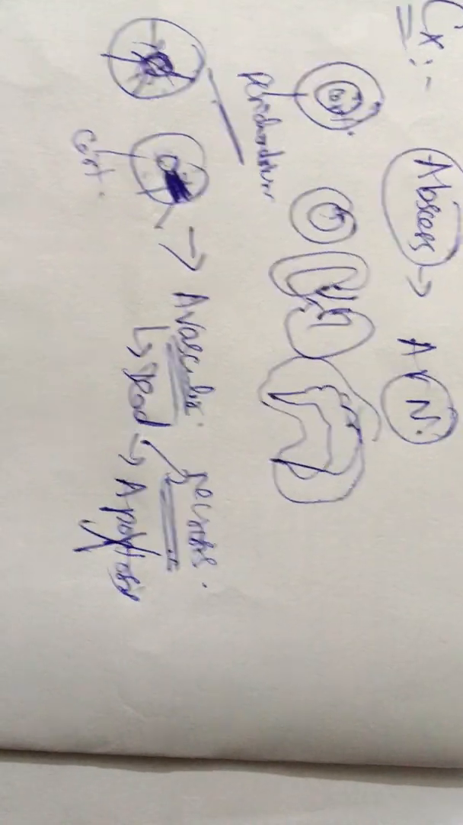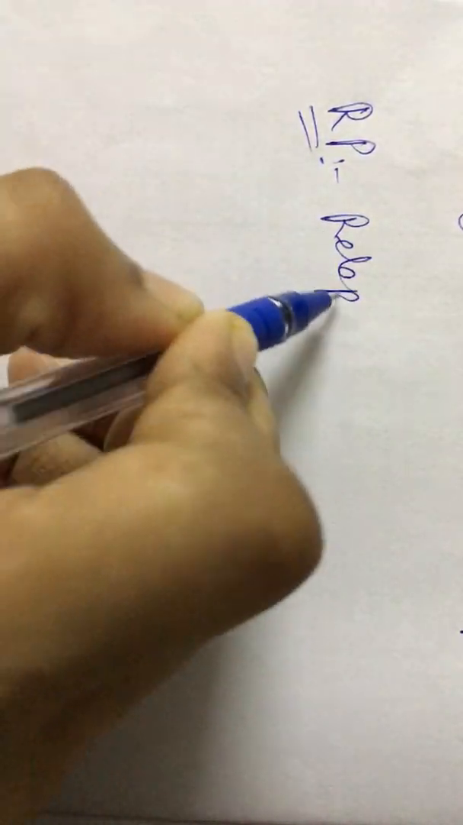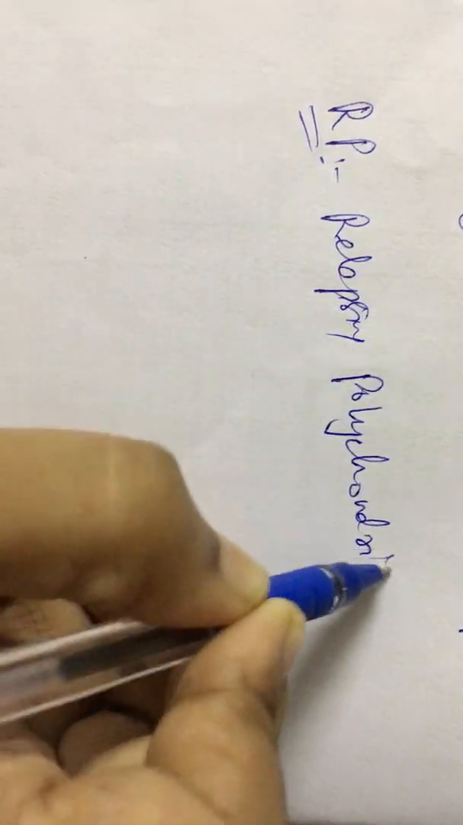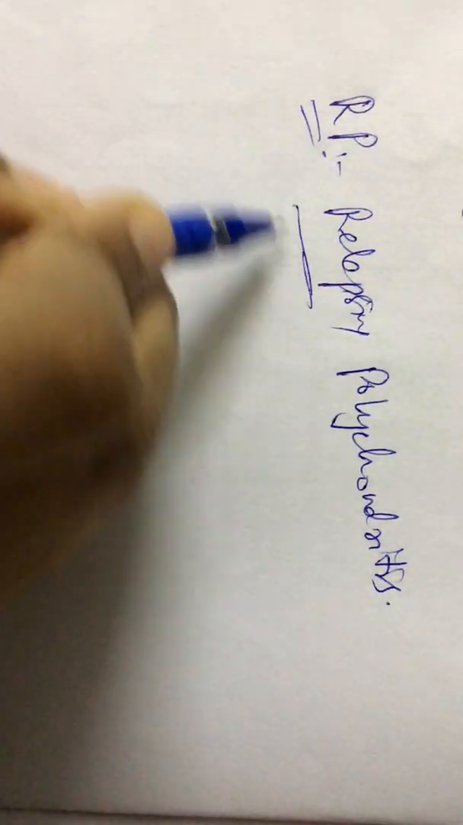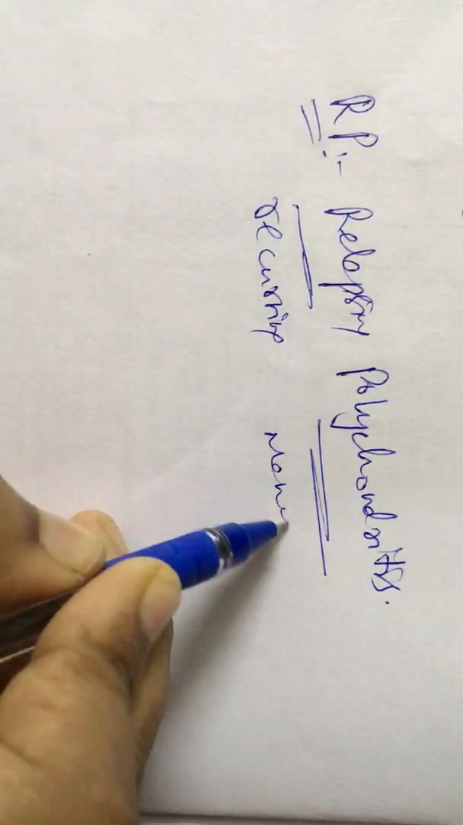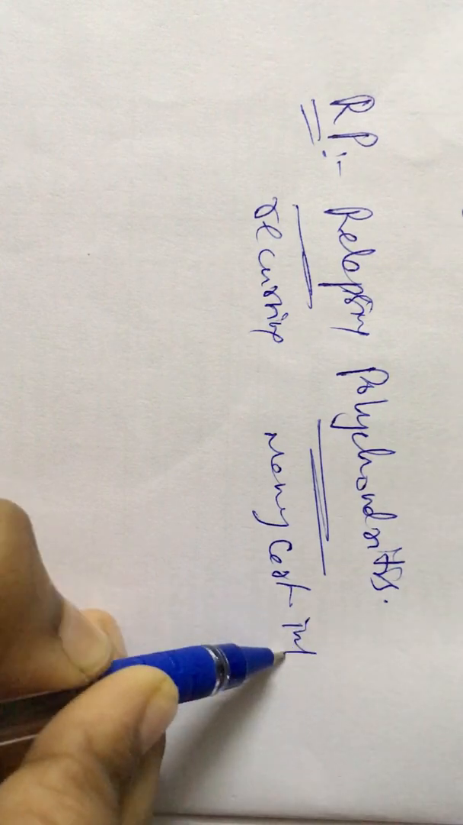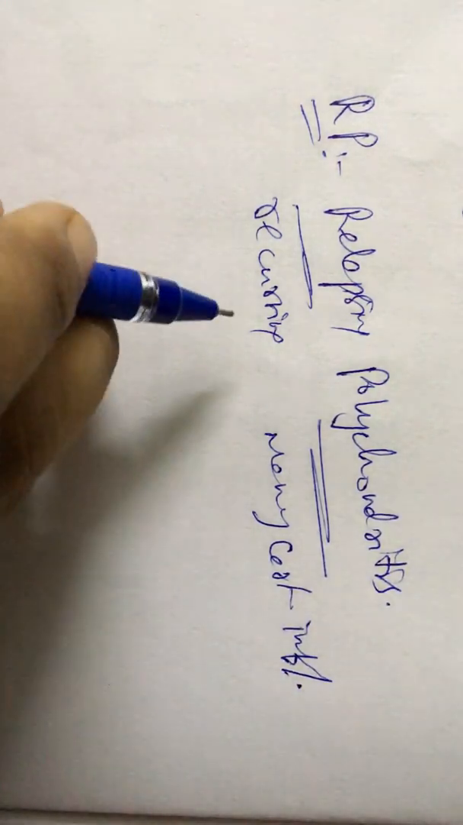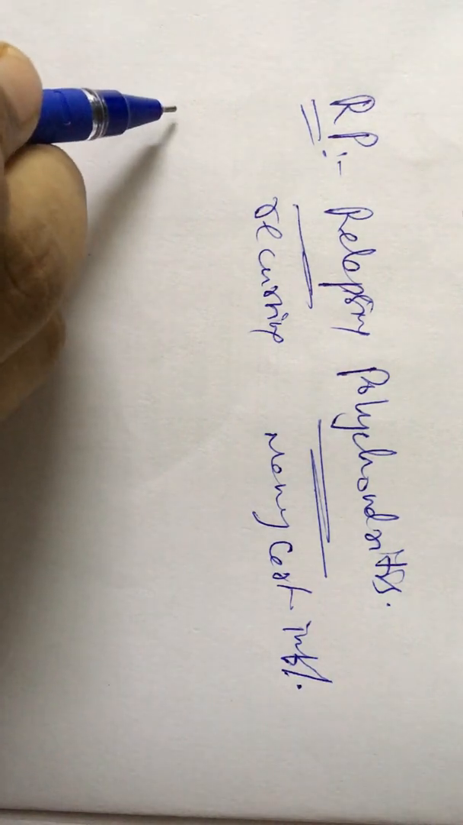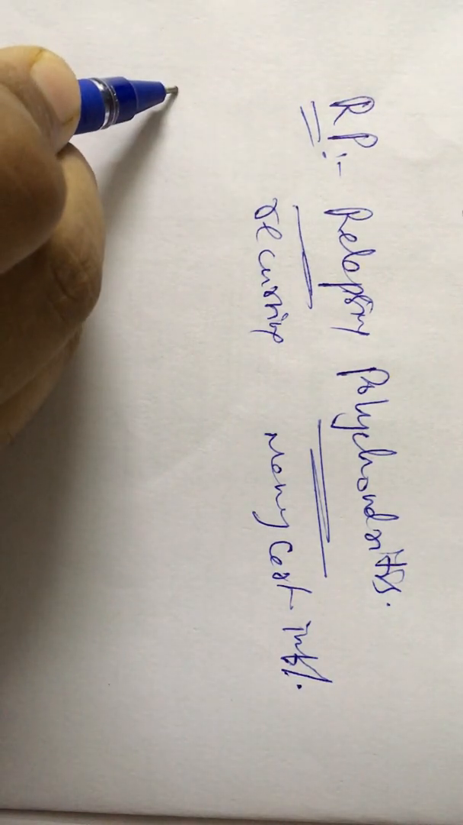Okay, so let's quickly move on to the next type of inflammation in brief. So it's RP. RP stands for relapsing polychondritis, which basically means that there are going to be recurrent attacks of many cartilage inflammations. So it's pretty much the same, but then it occurs over and over again. We are not going to mainly focus on that.